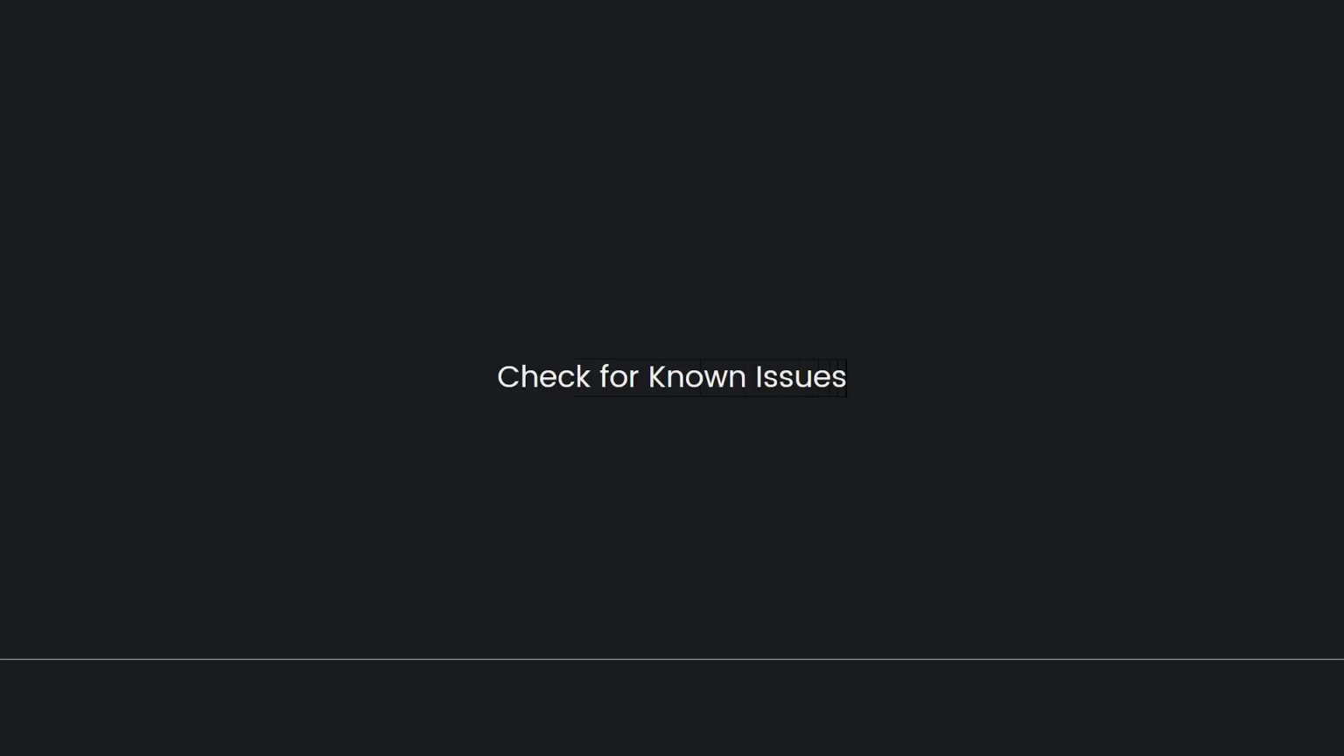After that, check for known issues. Check the Fortnite community forums or official websites for any known issues related to Easy Anti-Cheat and possible workarounds or solutions. And lastly, contact support. If none of the previous steps work, consider reaching out to the Epic Games support team for further assistance. They may have additional troubleshooting steps tailored to your specific situation.